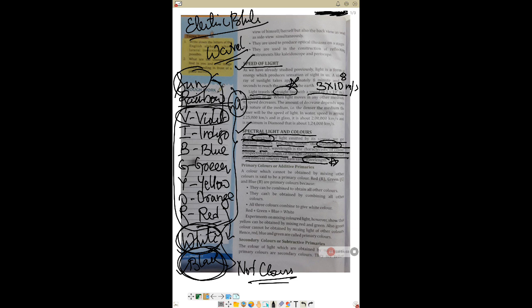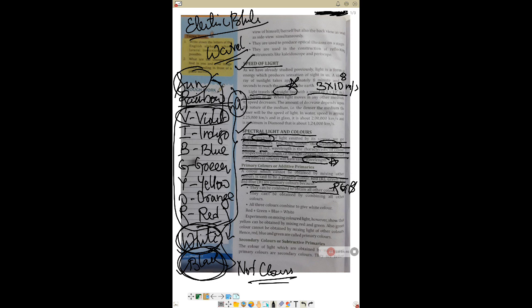Understand? Now let's go to the next topic, that is primary colors or additive primaries. A color which cannot be obtained by mixing other colors is said to be a primary color. So those colors which cannot be obtained by mixing any other colors are called primary colors. So how many primary colors are there? There are 3. What are they? They are RGB: red, green, blue. Here you can underline red, green and blue as primary colors because they can be combined to obtain all other colors.